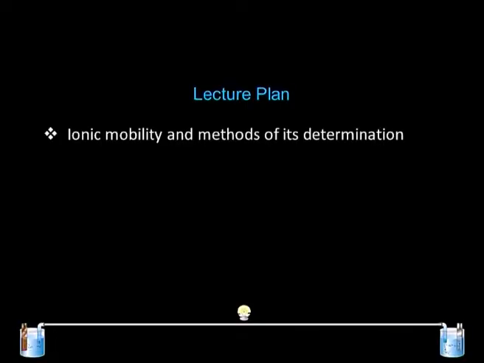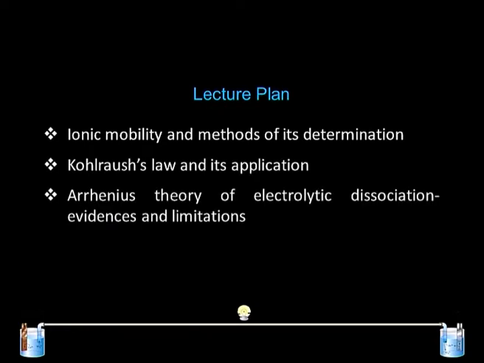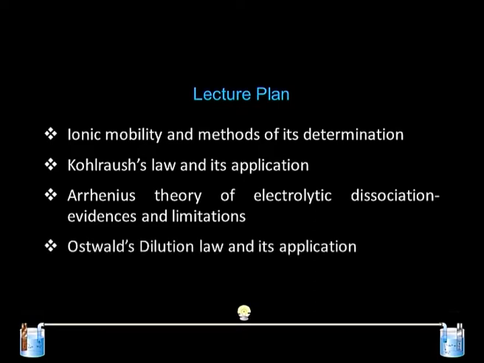Now, moving further, we have to discuss ionic mobility and its method of determination, the Kohlrausch law and its application, Arrhenius theory of electrolytic dissociation, and Ostwald dilution law. These are some of the laws which try to explain the behavior in the electrolytic cell, why they conduct electricity and what is the theory behind it.